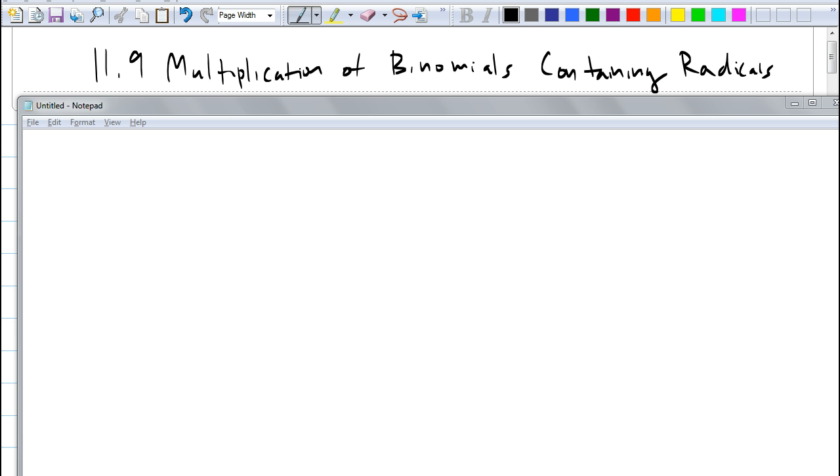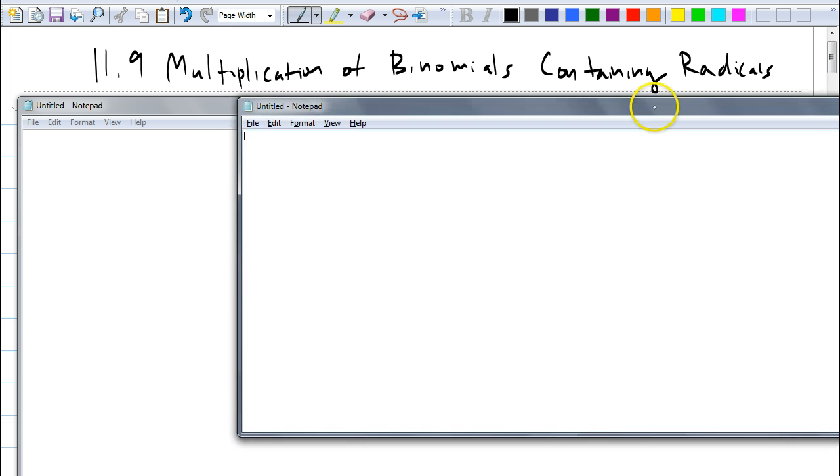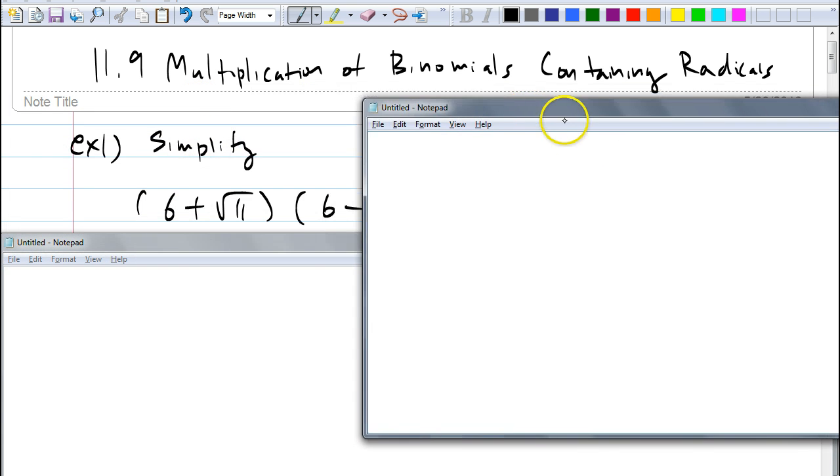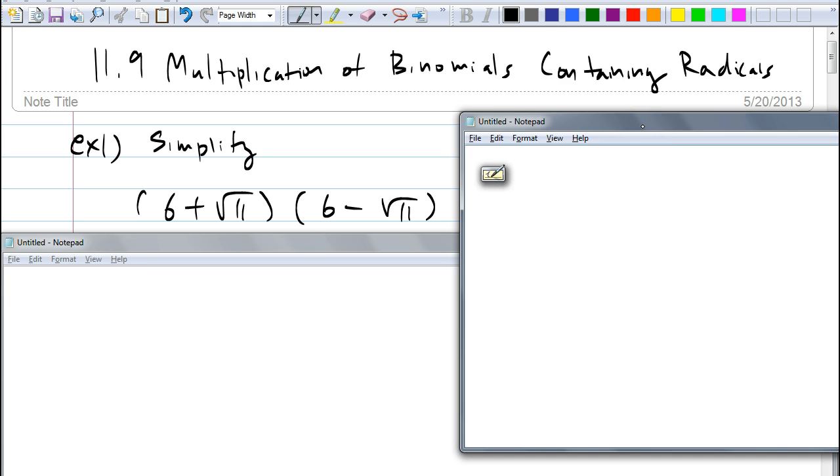Okay, so let's first look at our first example. This first example is going to be really important. Take a look at this, even though it's pretty simple. I have two binomials that happen to have radicals: 6 plus rad 11 times 6 minus rad 11.